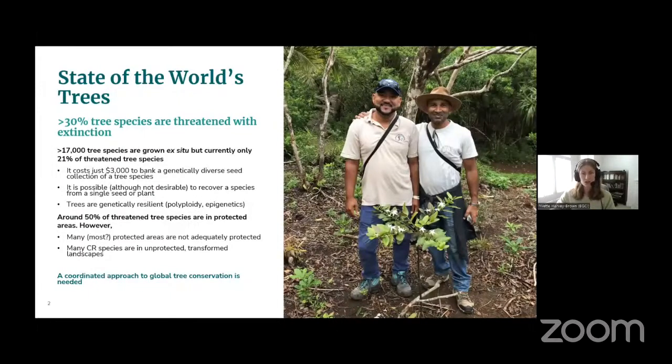However, as a lot of us know, not all protected areas have adequate protection, and many critically endangered species, those at most risk of extinction, are in unprotected, transformed landscapes. So on the back of this report, there are these big challenges, but there are also opportunities. We're really trying to use a coordinated approach to scale up the amount of tree conservation that we're doing, but also that our partners and member organisations are doing as well.